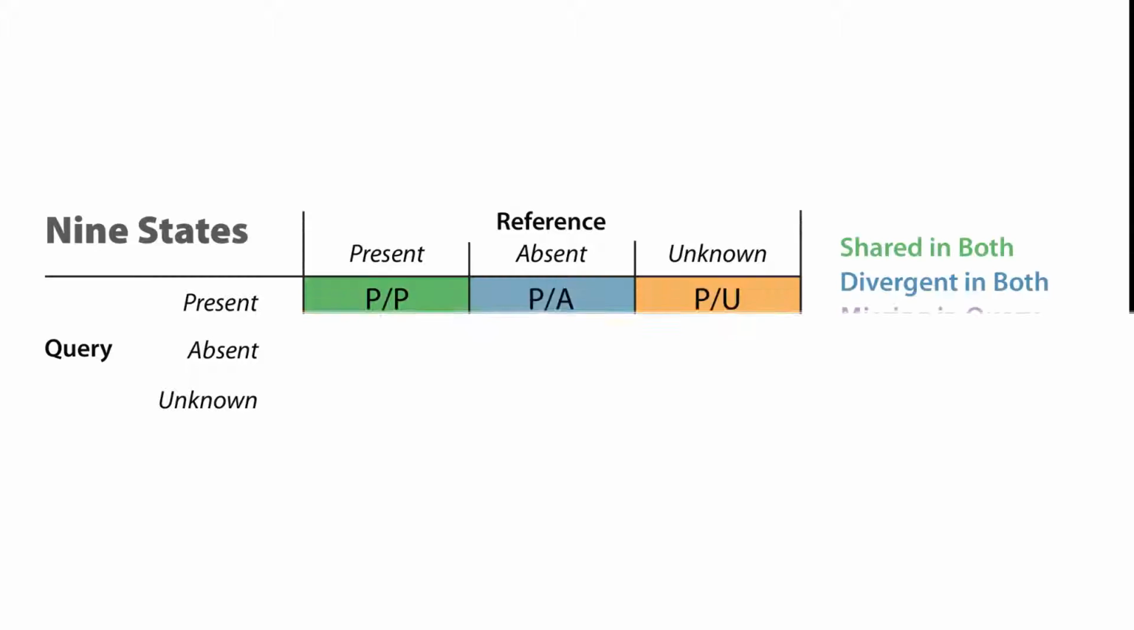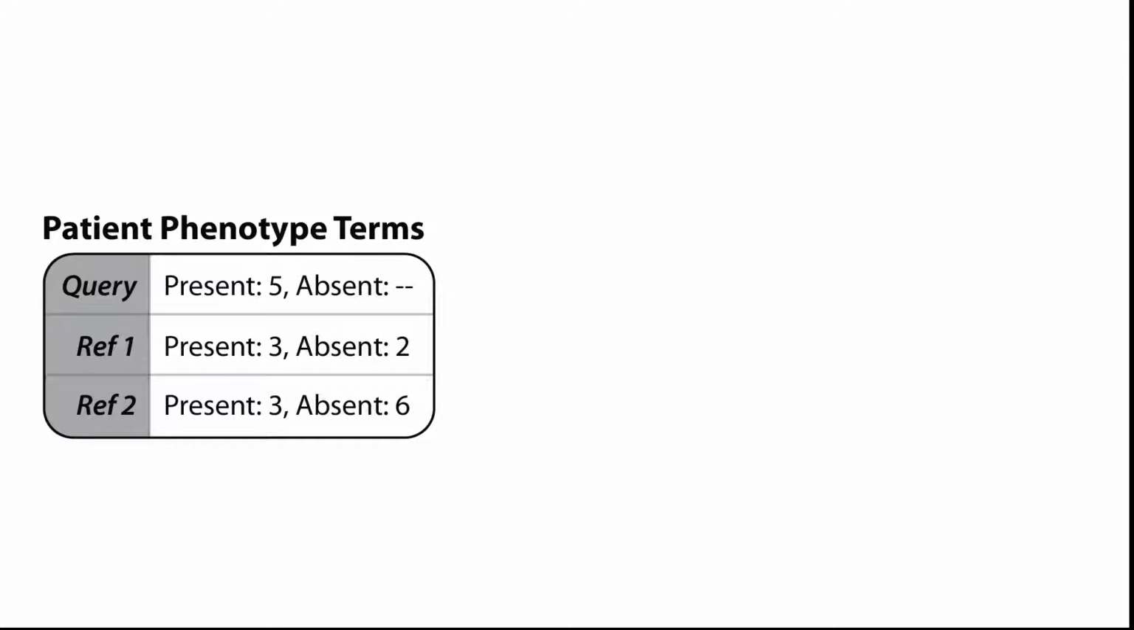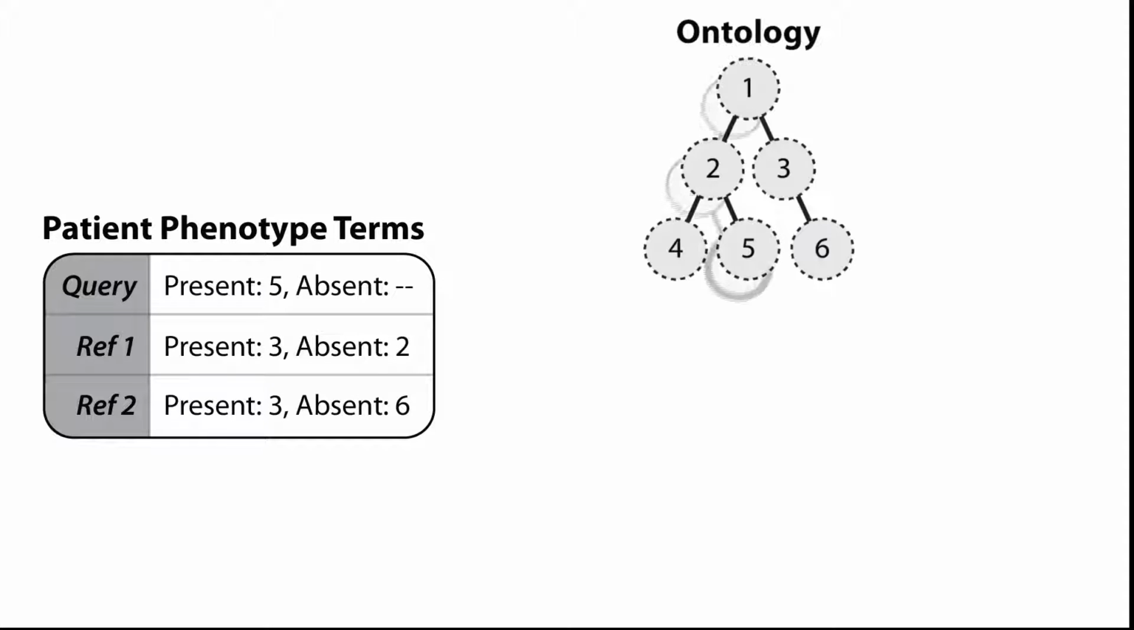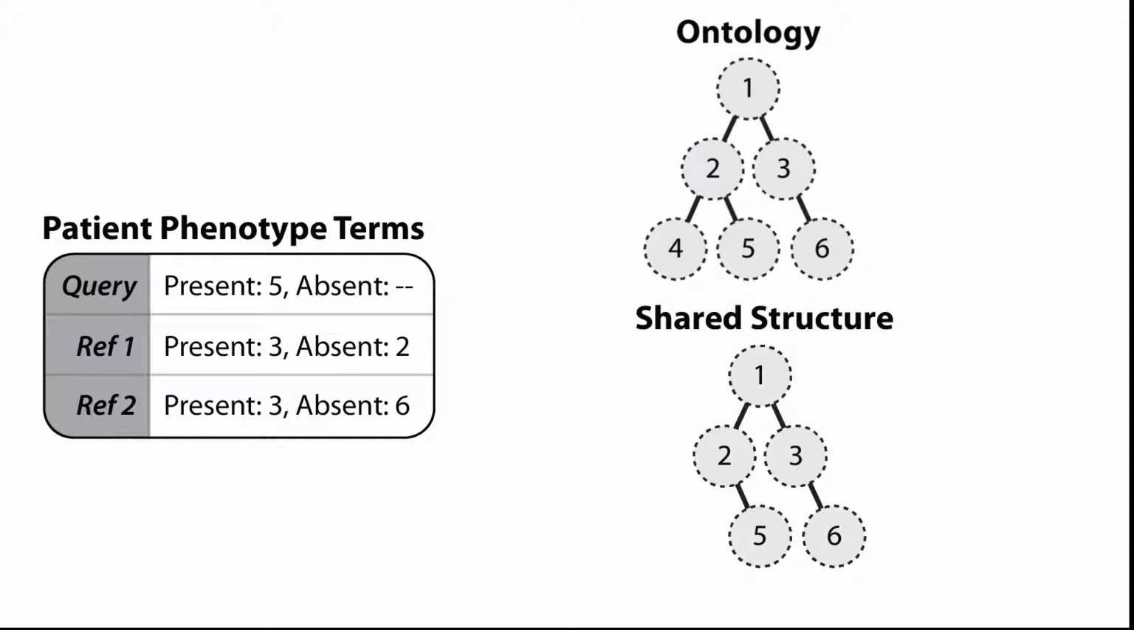In a given query patient, a phenotype may be present, absent, or unknown. When comparing two patients, this yields 9 possible states for each phenotype, which can be categorized as similar, divergent, missing, and unknown. In PhenoBlocks, we convert a list of patient phenotype terms into a hierarchical dataset by representing them within a subgraph of the HPO. We facilitate comparisons with a consistent structure, achieved by calculating the union of all patient subgraphs.